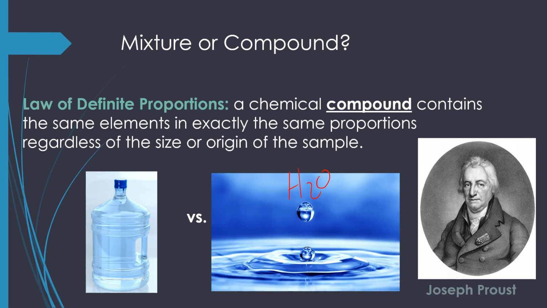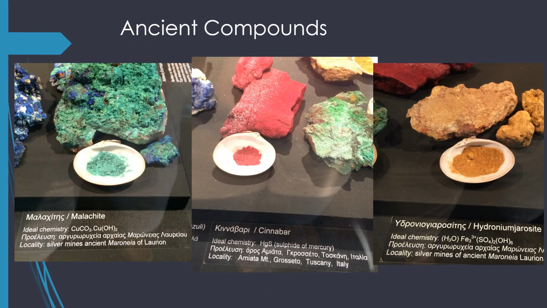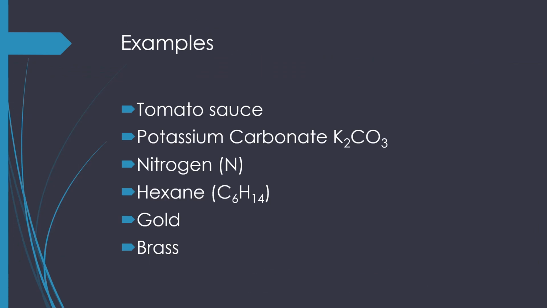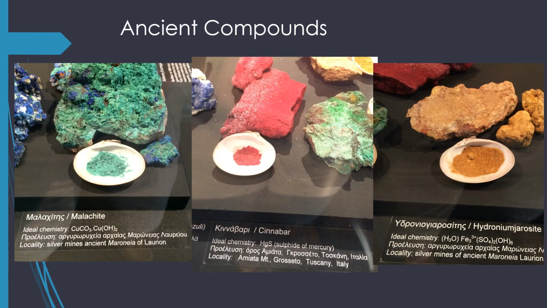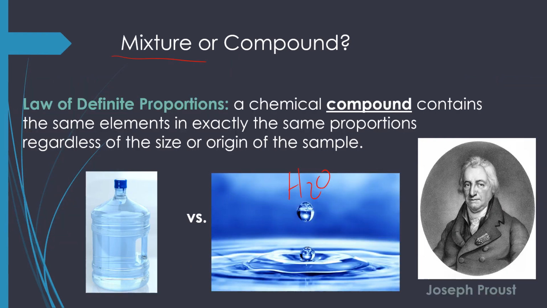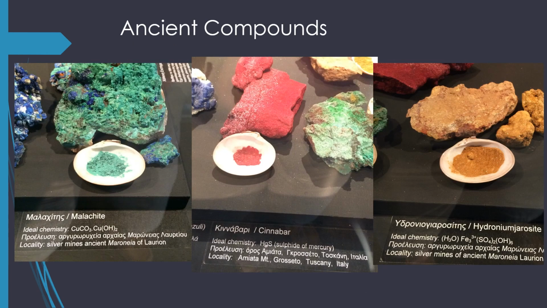It's the same proportion. That is not true for a mixture. So a mixture would not have the same proportions. If you think about tomato sauce or salsa or these types of things, salads, these would be mixtures because they don't have the same proportions of things no matter where you go. So compounds have definite proportions no matter where you are, and mixtures can vary based on where you are.